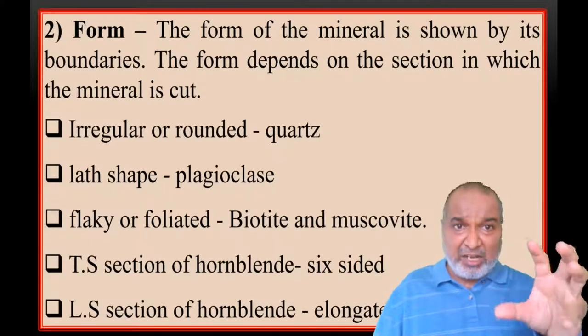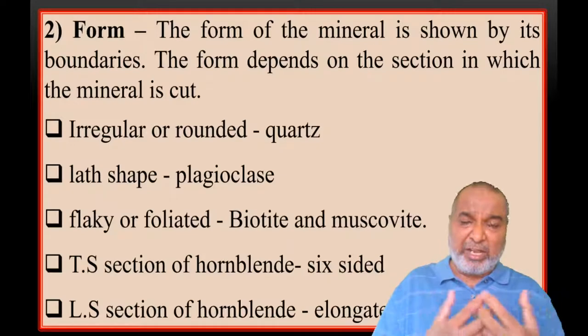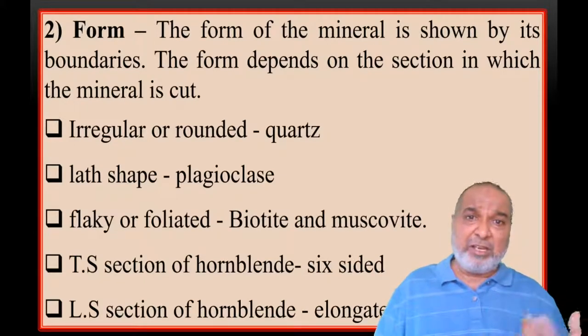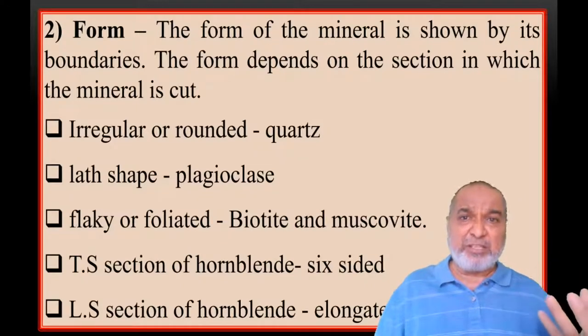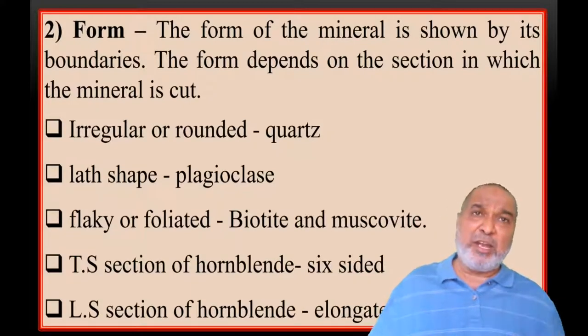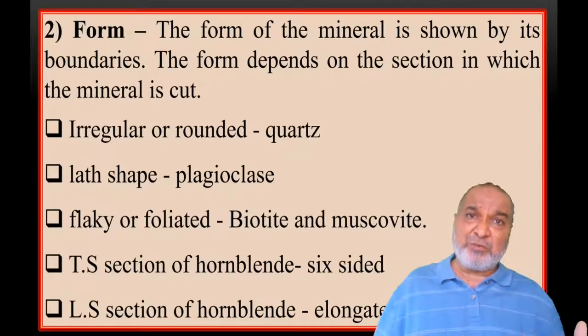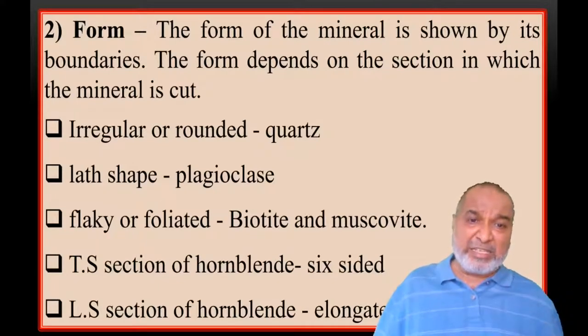And in anhedral, one is a rounded one and the second one is irregular. In the rounded one, we get orthoclase or quartz, whereas for the irregular one, we have garnet. These are the typical examples. Lath shape is plagioclase. Flaky or foliated is biotite. In the transverse section, hornblende is six-sided. The transverse section of augite is eight-sided.